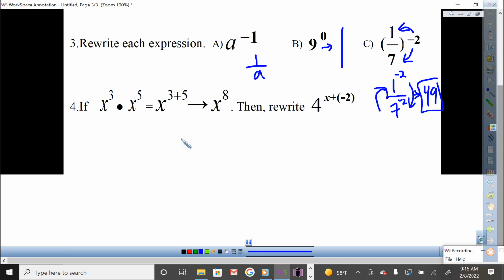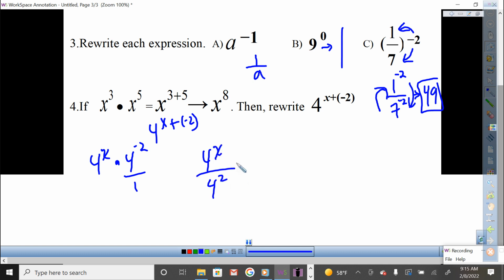Let's go. Then we got 4 to the x plus negative 2, which becomes 4 to the x times 4 to the negative 2. We can't have a negative, so we end up with 4 to the x over 4 to the second, which is 4 to the x over 16. Hands up if you got that. All right, just like some math judo going on.